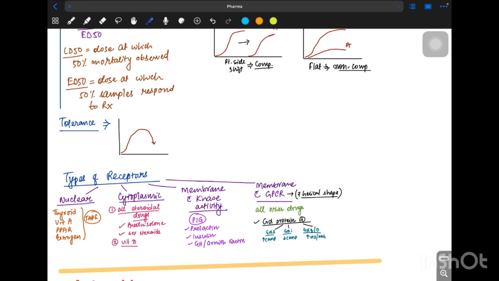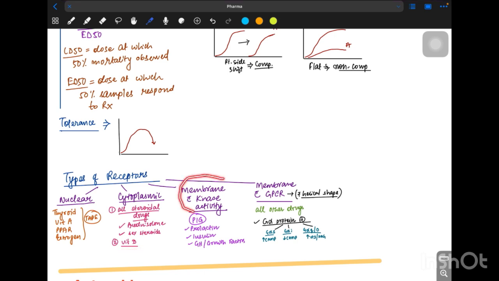Nuclear receptors are mainly thyroid, vitamin A, PPAR and estrogen. So you can remember it by the mnemonic TAPE, T for thyroid, A for vitamin A, P for PPAR and E for estrogen. Coming to cytoplasmic receptors, all steroidal drugs. Example prednisolone, which is an example of glucocorticoids or steroids. So all steroidal drugs are examples of cytoplasmic receptors, and vitamin D is also an example of cytoplasmic receptors.